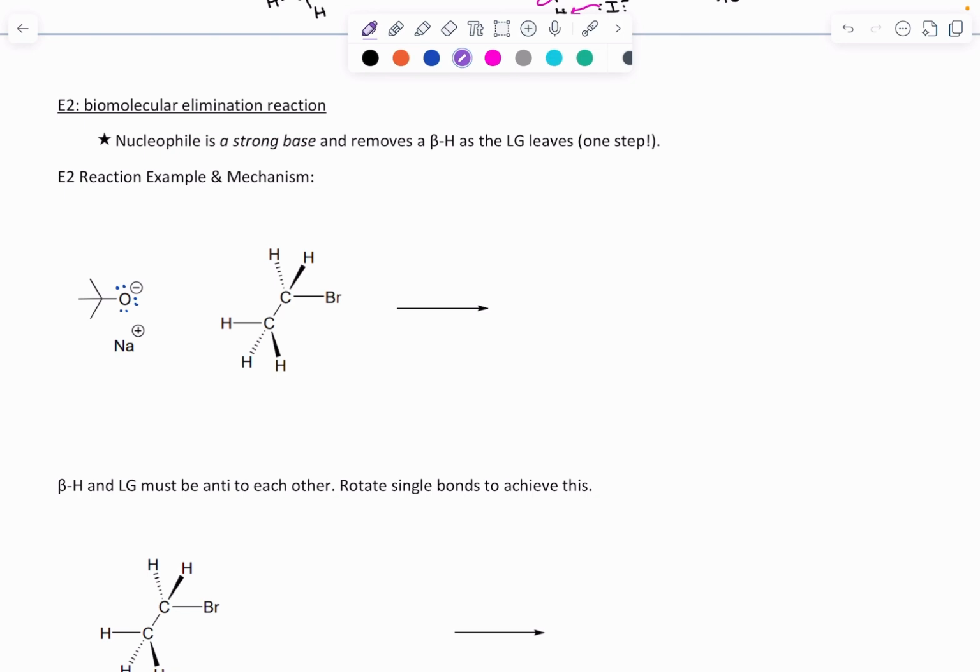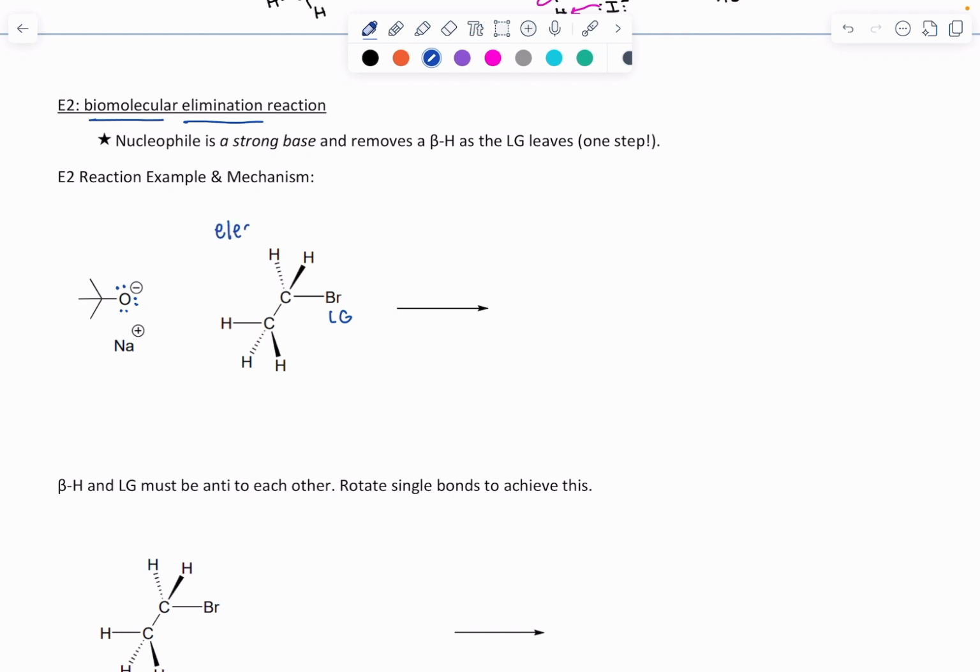Alright, hi everybody. In this video, we'll go through E2 reactions. E2 reactions are elimination reactions, so we'll end up with a double bond, but they're bimolecular, meaning two molecules are part of the rate determining step. Here's an example, and let's just go ahead and label leaving group, electronegative atom bonded to a carbon.